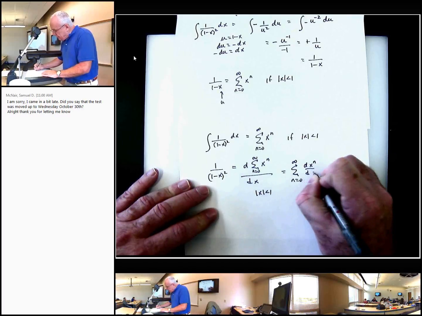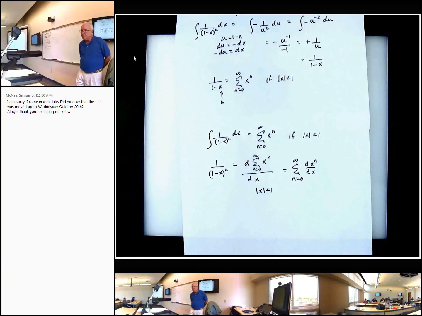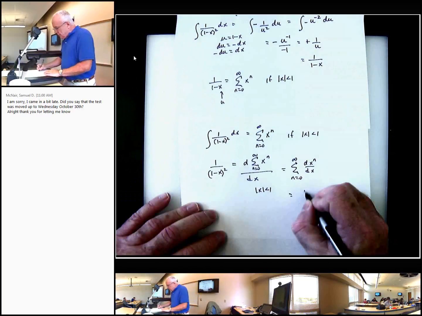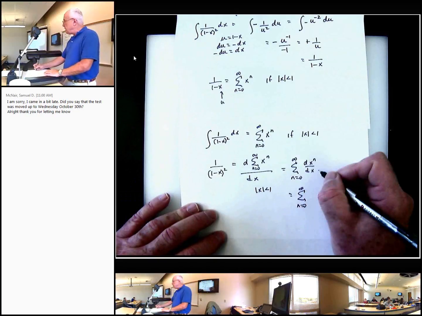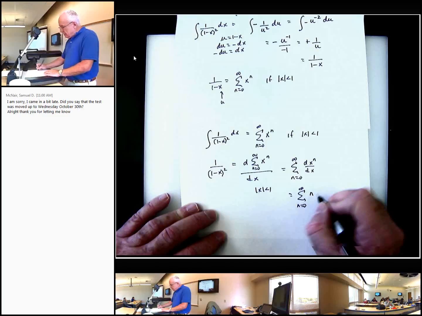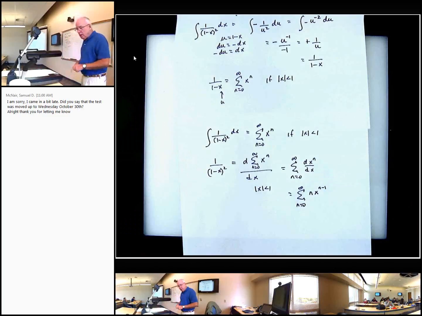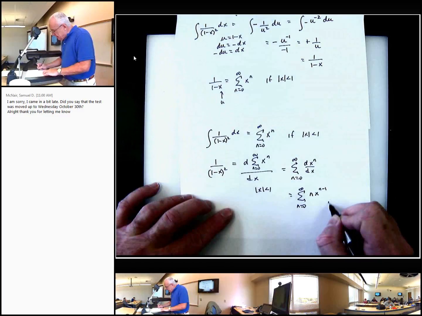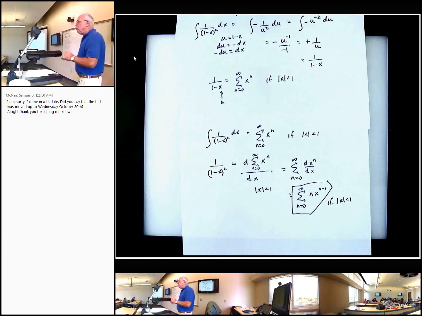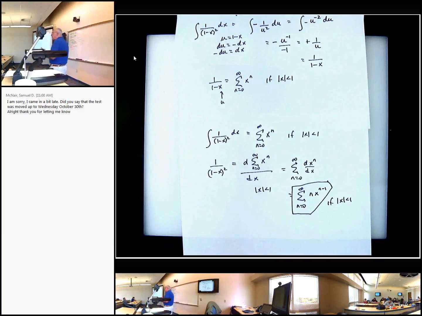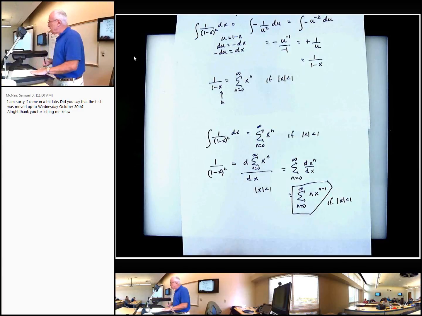I'll just bring the derivative inside, the sum of the individual derivatives of x to the n, and so this is the sum n equals 0 to infinity. That's a week 2 derivative from Calc 1. Bring down the n times x, lower the exponent by 1. And that's if the absolute value of x is less than 1. So with this little tricky move of seeing that an antiderivative will get me in the right form that I want, and then taking the derivative of that, it gives me my answer as a power series. Okay?